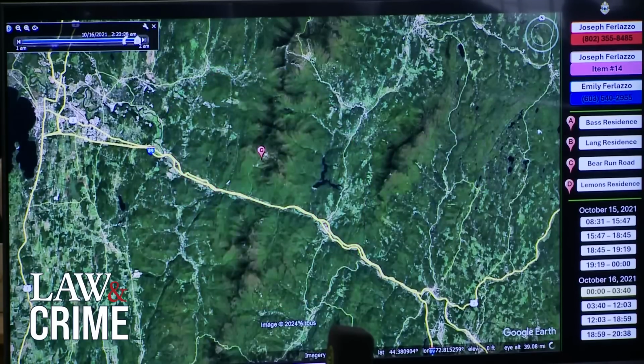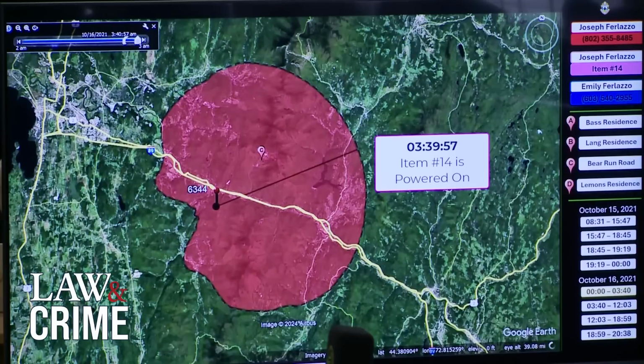So once it gets powered off, I have nothing mappable. That device is not communicating with the network. Emily's device is no longer communicating with the network, and it just continued that way until 3:39 when item 14, or Joseph's device, was powered back on.